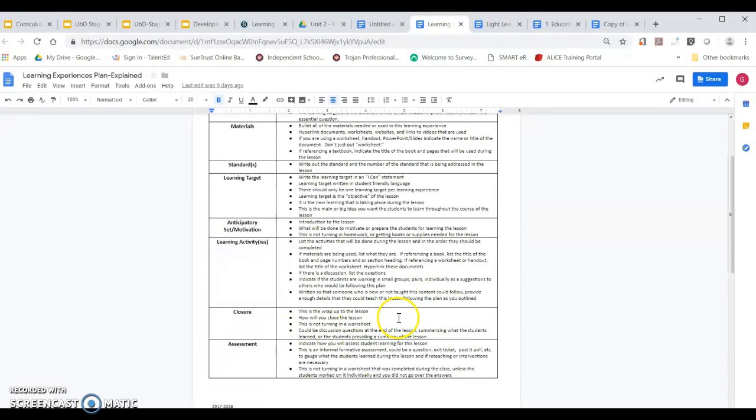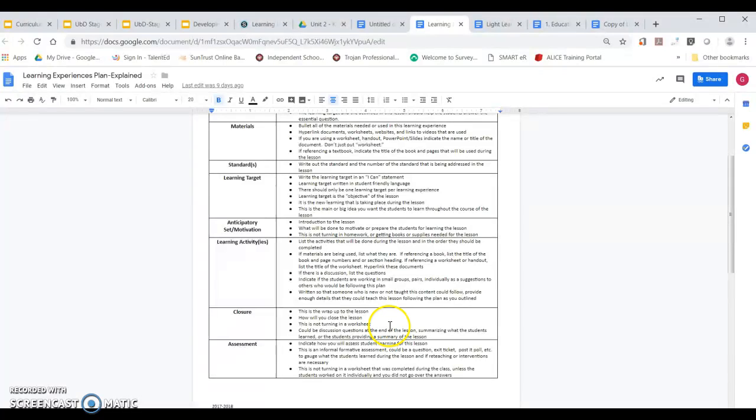With your closure, this is the wrap up to the lesson, how you're going to close out the lesson. Again, your closure to the lesson isn't "turn in the work that we completed in class." So this could be a discussion question, summarizing what the students learned, or having the students provide a summary of what they learned during that lesson.